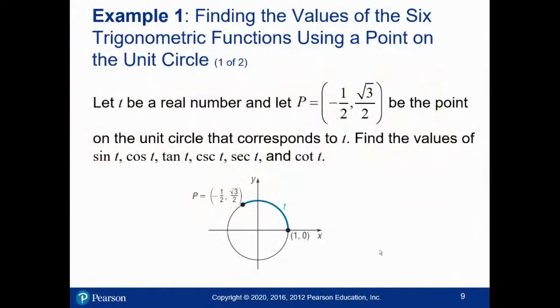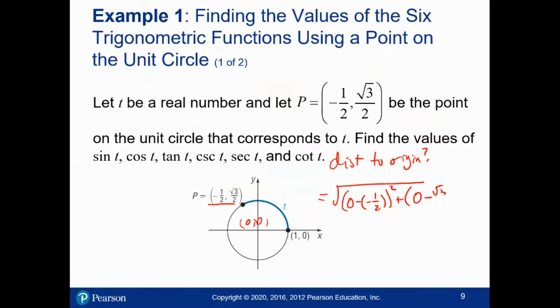Okay, so let's try to find some values of trigonometric functions using a point on a circle. Okay, so P is the point -1/2, √3 over 2. Is this on the unit circle? Well, what's the distance to the origin? The origin has coordinates 0, 0, so use the distance formula. It's going to be the square root of (0 minus -1/2) squared plus (0 minus √3 over 2) squared. I'm applying the distance formula to measure the distance from P to the origin.